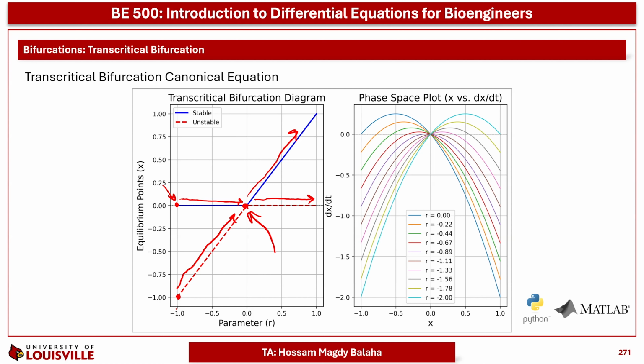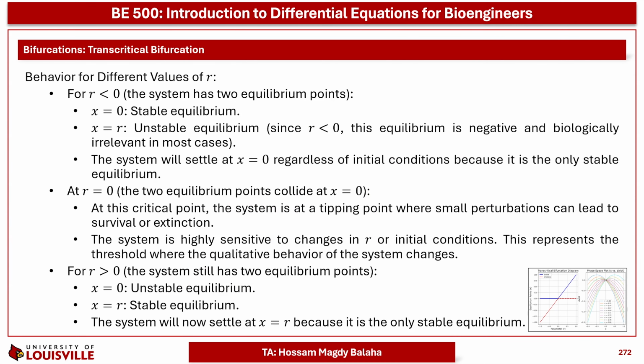When you have r less than 0 and x is 0, you have a stable region or a stable curve. And if r is above 0 and x equals r, it will be this region. So we have two stability regions, and also we have two instability regions here and here. So you can simply analyze your system behavior.